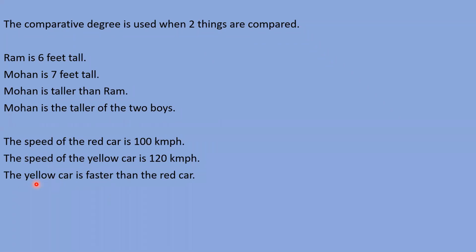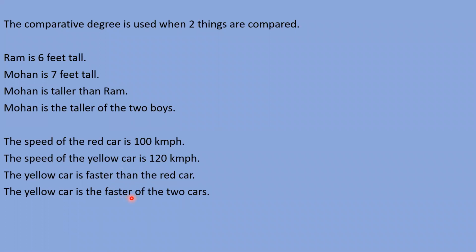The yellow car is faster than the red car, means you want to show here the speed of the yellow car is more than the red car, right? And this sentence you can also say in this way, the yellow car is the faster of the two cars. And in the formation, dear students, you need to remember, whenever you say in this way faster, then you have to use than.